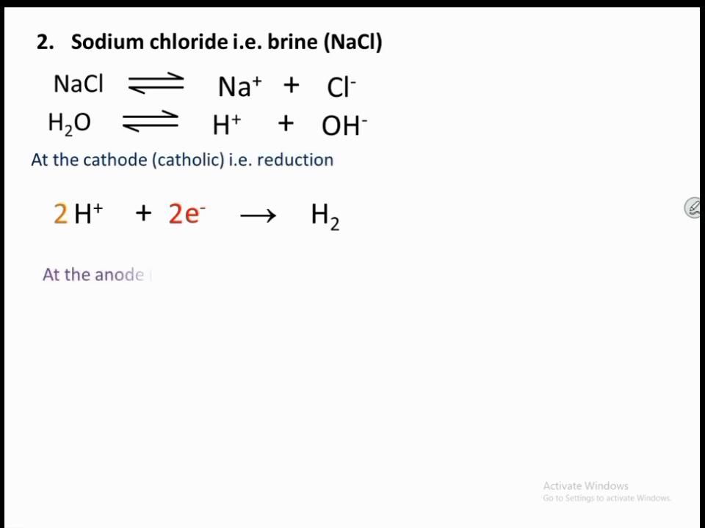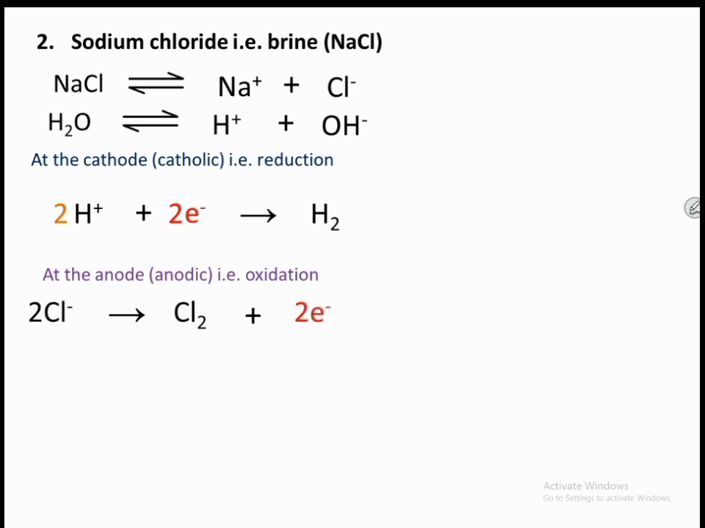Then what happens at the anode? Chloride goes there to lose its excess electron and becomes chlorine. Remember that molecular chlorine is Cl2 and not Cl. So by putting 2 here, it means I have to multiply this equation by 2, because times 2 and times 2.